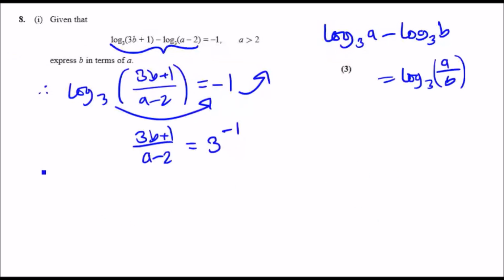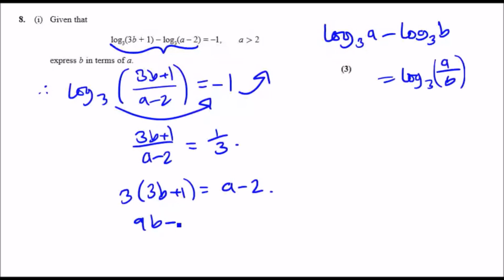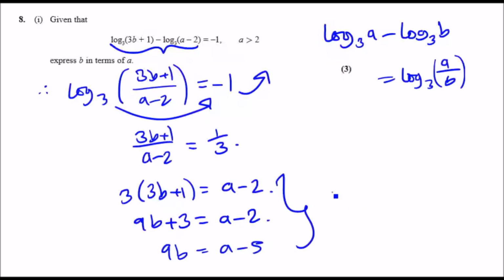Now you just solve. Make b the subject. 3 to the power -1 is 1/3, so let me update that. So this is going to be 1 over 3. Now you just cross multiply. I'm going to multiply 3 across and a minus 2 to the other side. So we have 3 times (3b plus 1) equals 1 times (a minus 2). Expanding the bracket, we get 9b plus 3 equals a minus 2. Subtracting 3 across, you get 9b equals a minus 5. And that's it, guys. b equals (a minus 5) divided by 9. Very easy question.